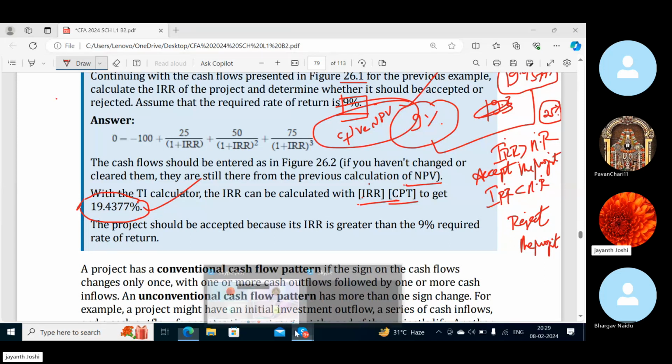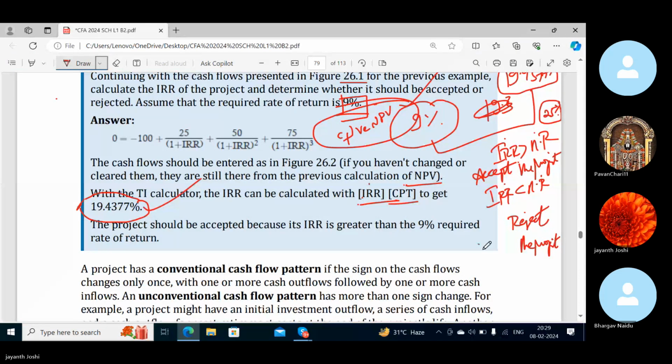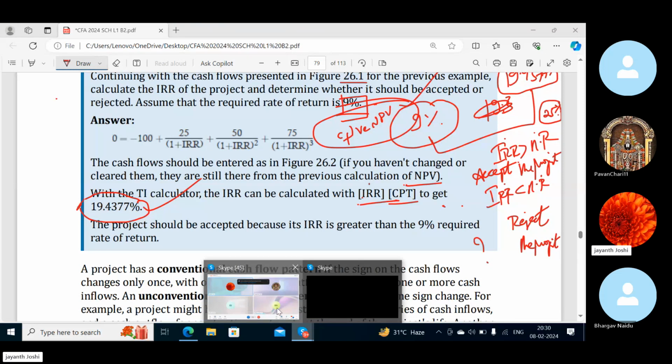I'm asking all of you, did you understand this concept? Yes or no? Yes, sir. Yeah, you understood, Bhargav. What about Pawan and Isha? Yes, sir. You understood? You're not sounding that confident. I think this was covered in ACC as well. Pawan, what is your answer?